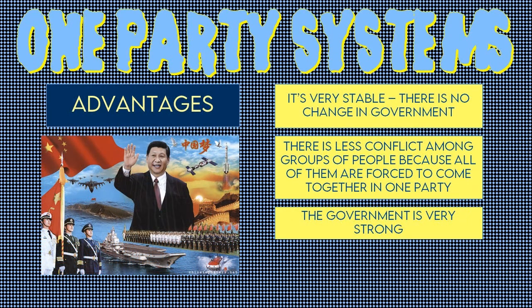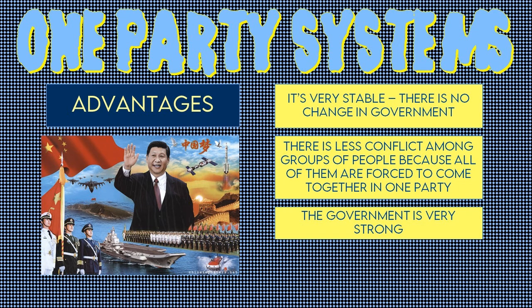So believe it or not, we do have advantages for a one-party system. Where we said a multi-party system was unstable and a two-party system is pretty stable, there's nothing more stable than the one-party system. There is never a change in government, so you always know what to expect from the party. There's also less conflict because all the people that want to participate in politics have to come together in one party. It doesn't mean that everyone's happy with the party, but if you want to participate in government, you're going to have to join the existing party. So it limits conflict and competition that way.